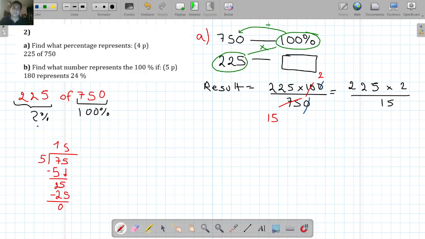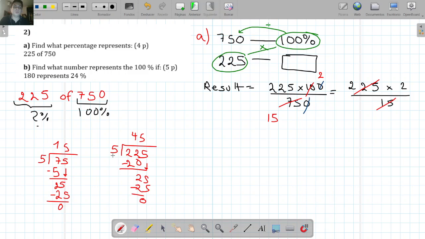We can still divide this by 5. 225, we are going to divide it by 5. 5 times 4 is going to be 20. We have 22 minus 20 is just 2. We take down the 5. We have 45 here. It will be an exact division.